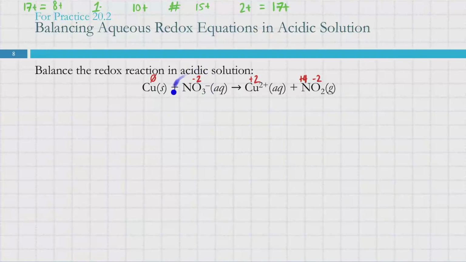In our NO3-, 3 times -2 has to have an overall of -1. So whatever our nitrogen is going to be, the x here. So whatever our nitrogen is plus 3 times the -2, or -6, equals a -1. x minus 6 equals -1. Add 6 to both sides. x equals +5.